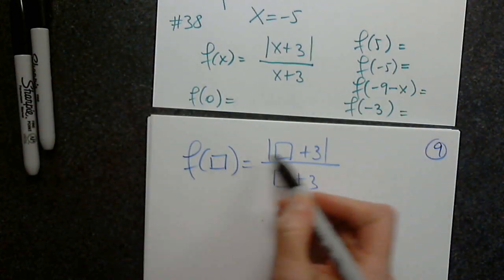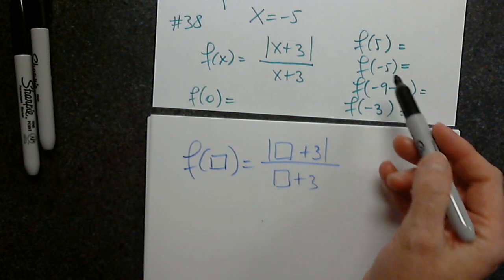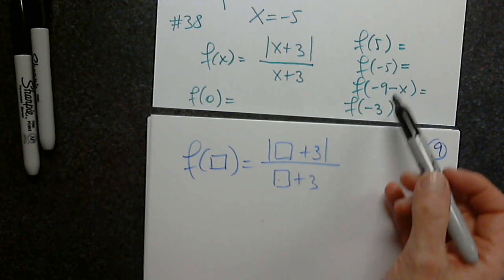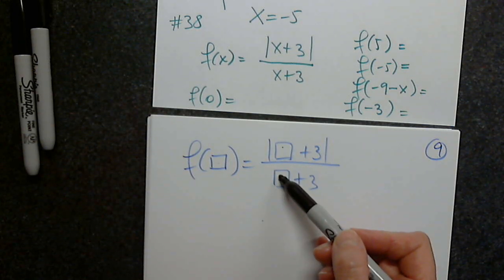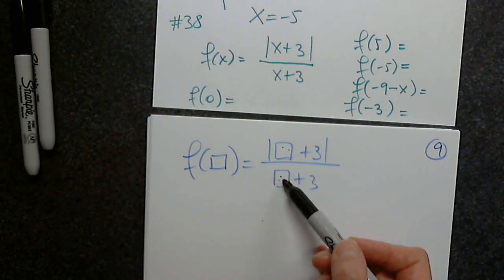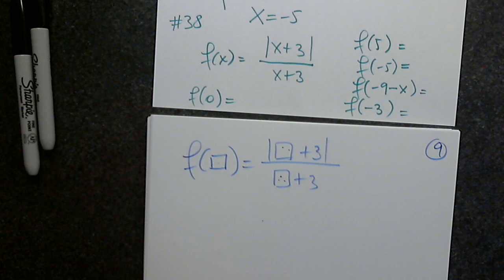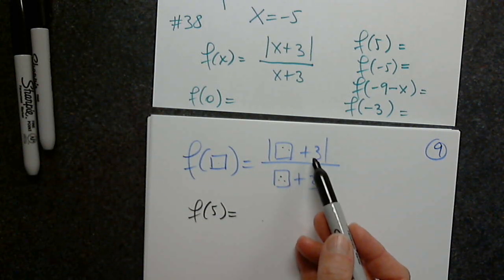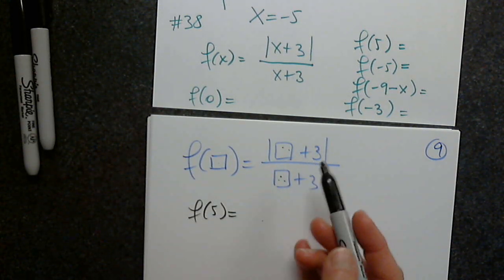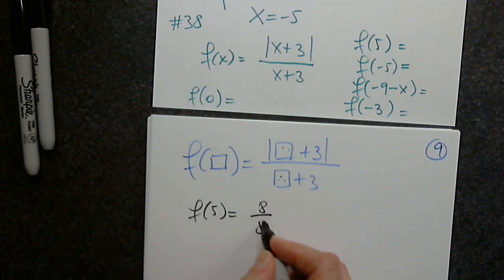So when I put 5 here and 5 here, then I put in negative 5 and negative 5, and then negative 9 minus x each time, then negative 3, and then 0, and I'm done. So for the first one, f of 5, I will have 5 plus 3 in absolute value, which is 8. So the numerator is 8, the denominator is 8, so the answer is 1.